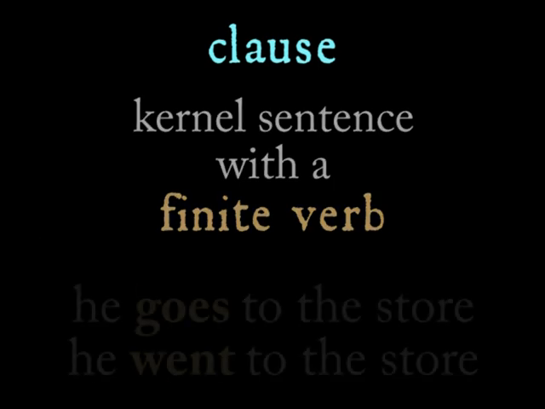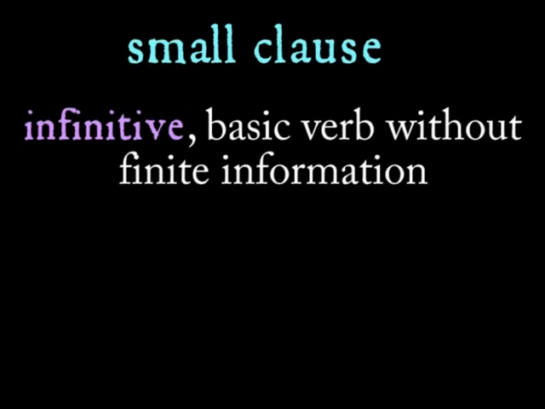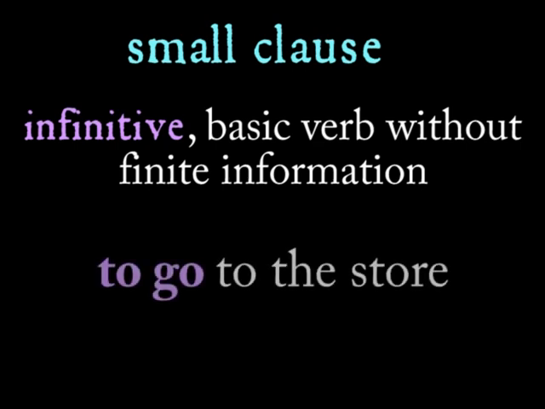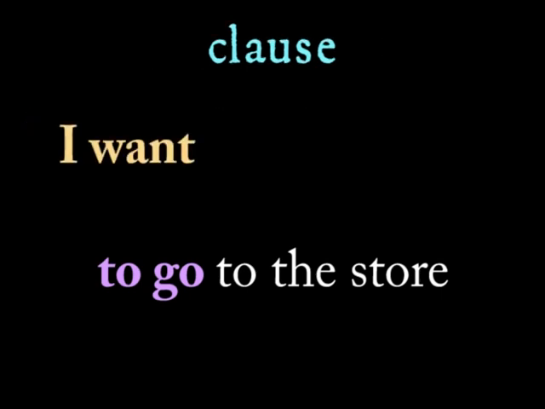Clauses don't have to have a finite verb. A small clause is often based around an infinitive. An example of a small clause is "to go to the store," and that small clause might be embedded into another clause. We'll talk about embedding later, but one example is "I want to go to the store."